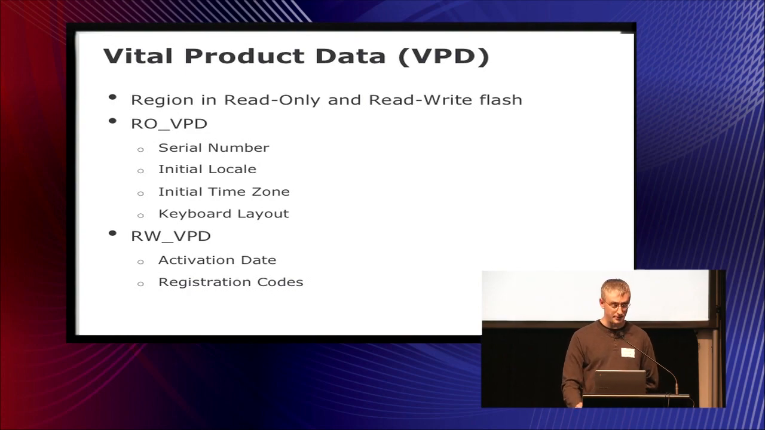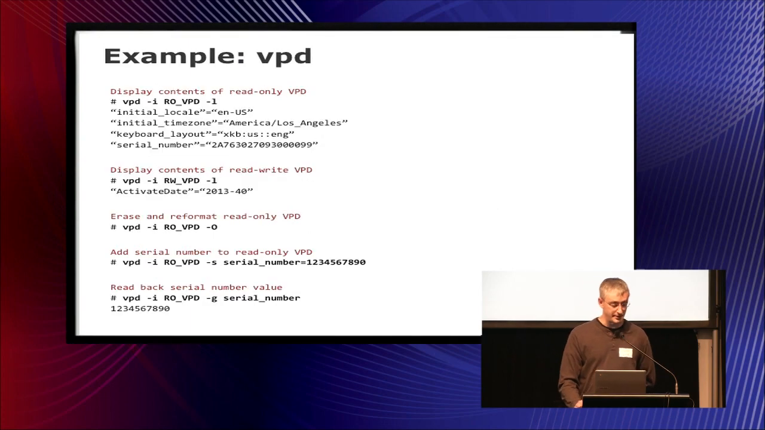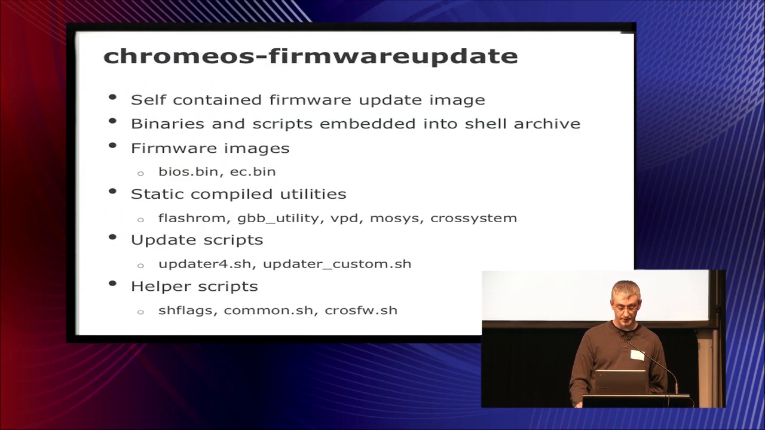And there are also registration codes for the devices that come with 100 gigabytes of Google Drive or something. When you go activate that, it'll write this key into your firmware and know that you've activated it for this device. So there's a VPD tool that is used to work with these regions, and it can work on both the read-only and the read-write. It operates on an image, or it operates on the flash itself. Just an example here, dumping out what's in the read-only. You can erase and reformat, add a new serial number, write it back out. The common stuff you'd expect if you were going to actually work with that stuff.